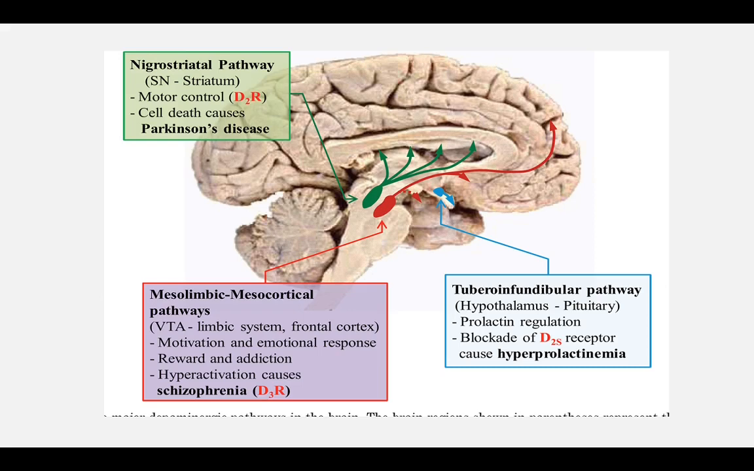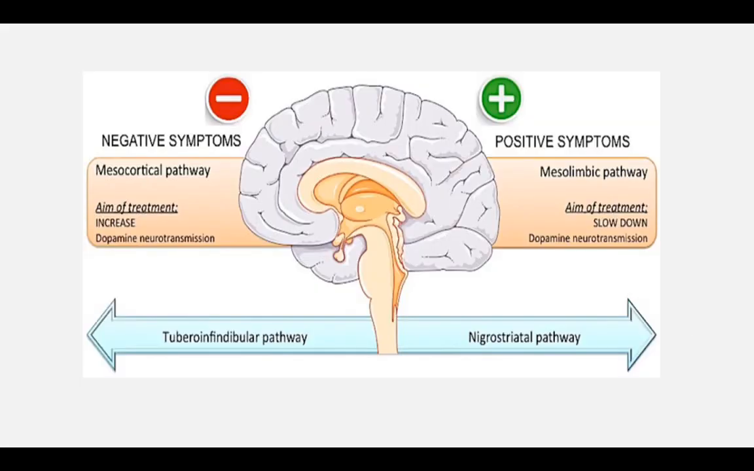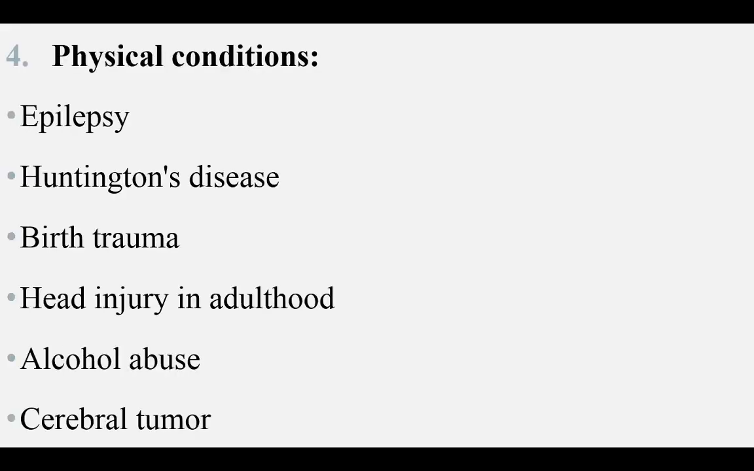Prolactin regulation. If you block this, later on when we control the symptoms of schizophrenia, patients do develop changes in the prolactin level. Okay, so now we have done all these biochemical factors. We have seen the physical conditions. And so now we will see the psychological influence.